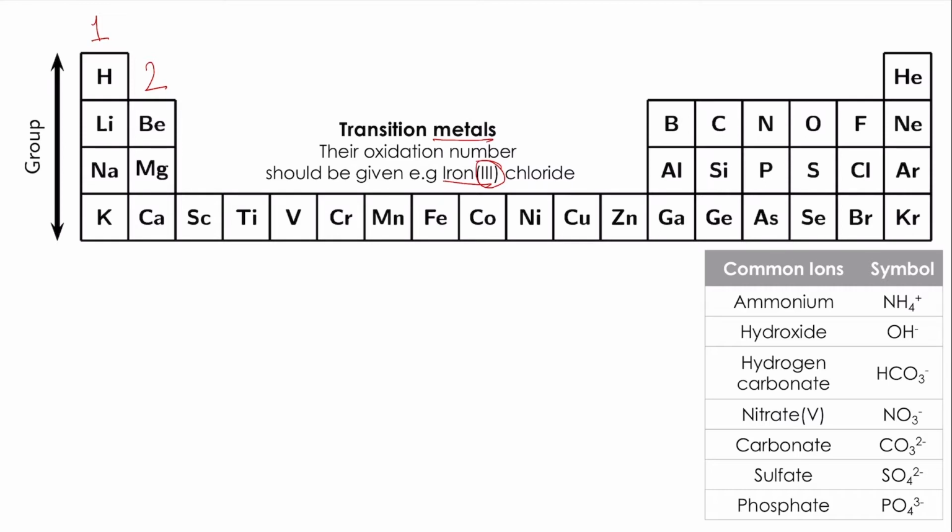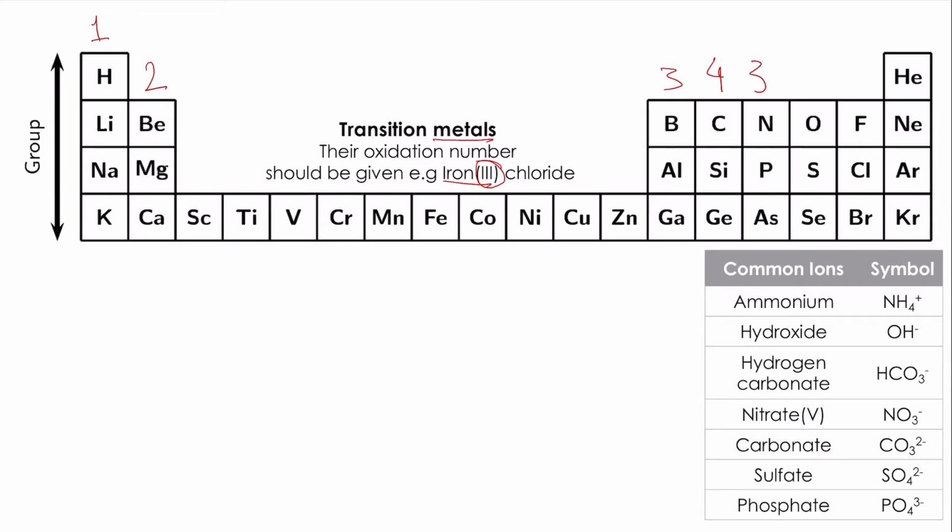Then we'll move to group 13. So it's 3. They will lose 3. Then group 14, they are 4. Starting from group 15, you have to think: group 15 elements have 5 electrons in the last shell. So they will gain 3 or lose 5, of course, they will gain 3. So from here we have 3.